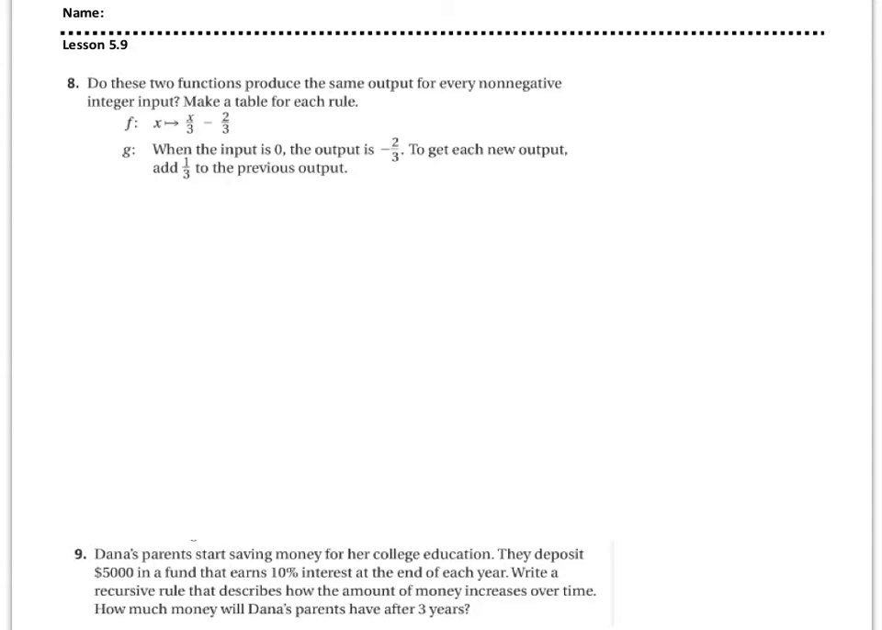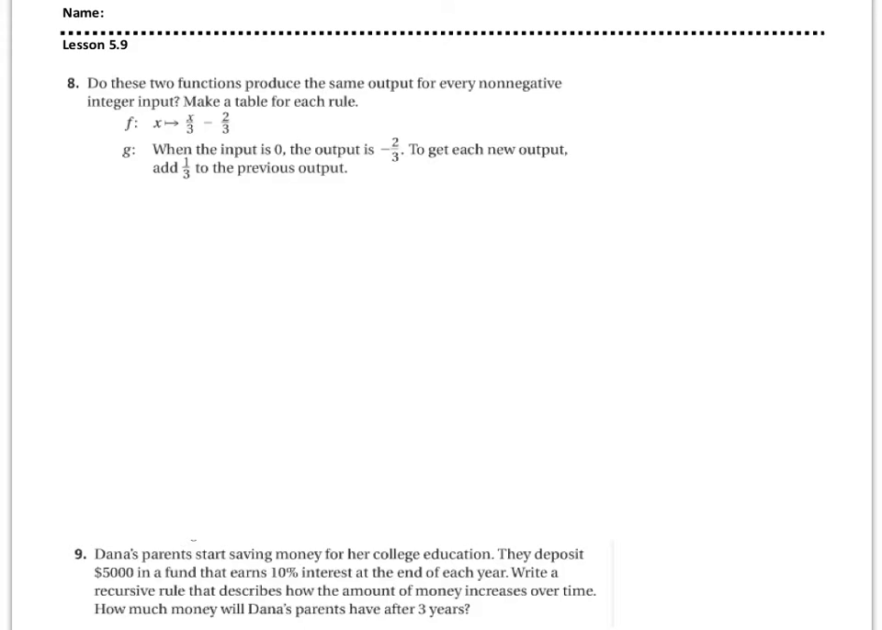So if we plug in 0, what would happen, right? If we plug in 1, what would happen? If we plug in 2 or 3 or 4 or 5 or 6, do that and make a table, and then do that for the F machine and the G machine to see if those two functions produce the same output, right?